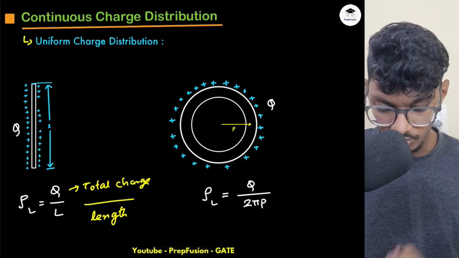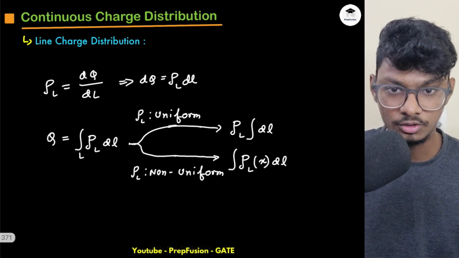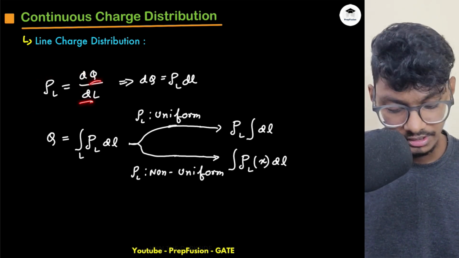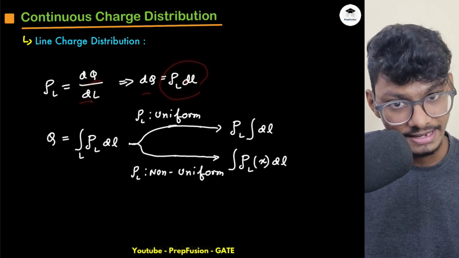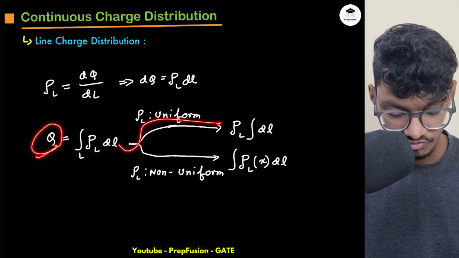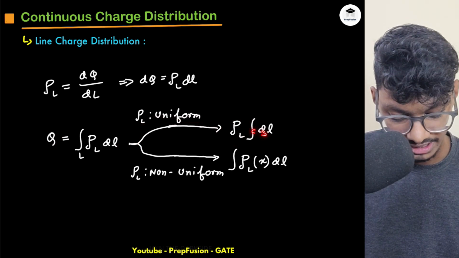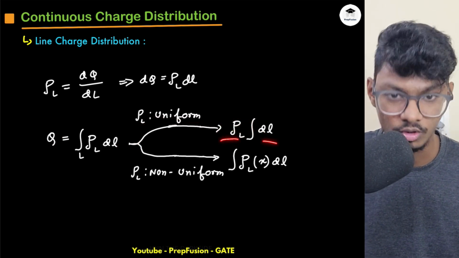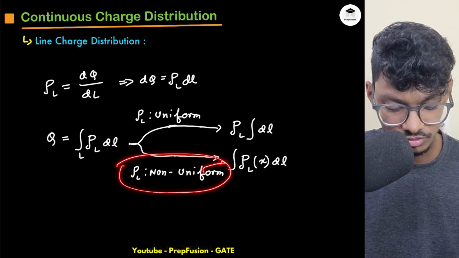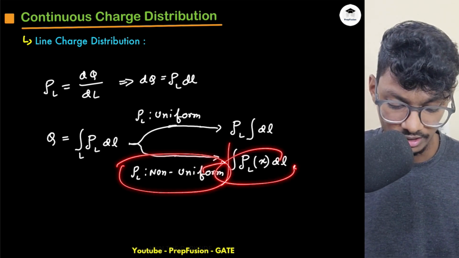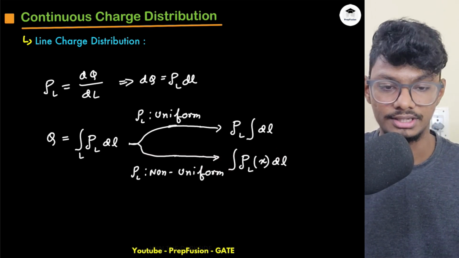Now just a short thing that you need to remember for line charge distribution is that line charge density is defined as dq upon dl. Dq can be written as rho L dl. If I integrate this over the whole length, I will get my whole charge. If it is uniform, rho L will be constant, so I can take it outside of the integration, as rho L will not be a function of L. If it is non-uniform, then I have to write rho L in terms of x or length L, and only then will I be able to find the total charge.